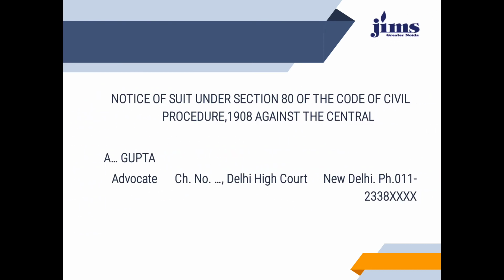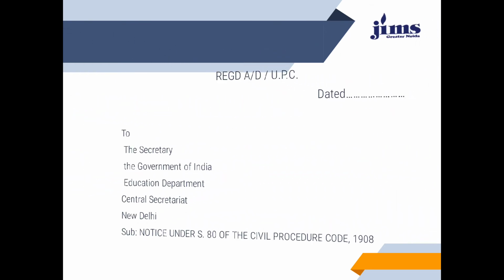Now let's see what will be the structure of the notice. It will start like that: notice of suit under Section 80 of the Code of Civil Procedure, 1908 against the Central Government. Then Mr. A. Gupta, advocate, chamber number. Mr. A. Gupta means the name of so and so; I have taken Gupta here. Then the chamber number, details of the chamber, meaning the address of the chamber. Then if it is in Delhi High Court, New Delhi, so and so phone number and all things.